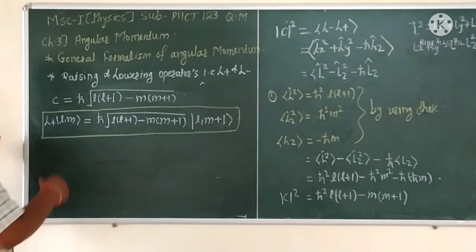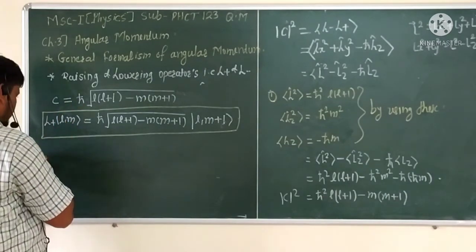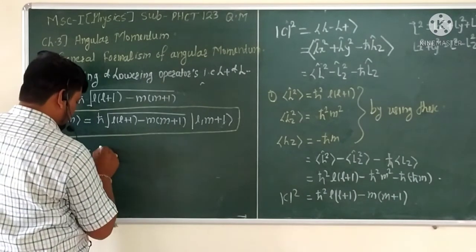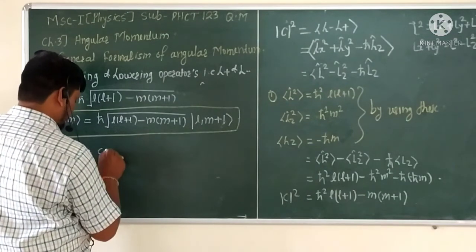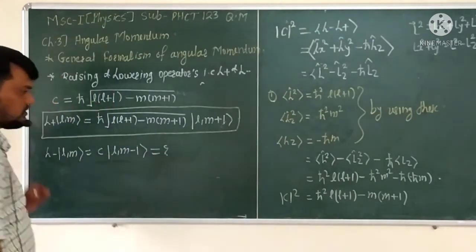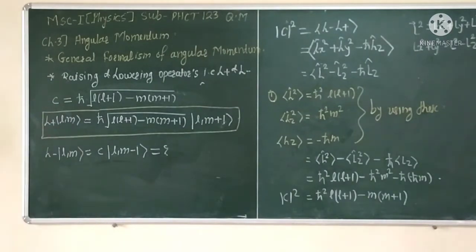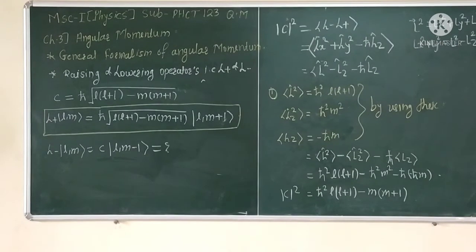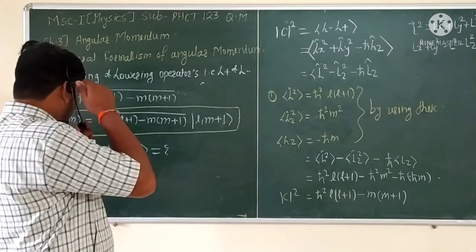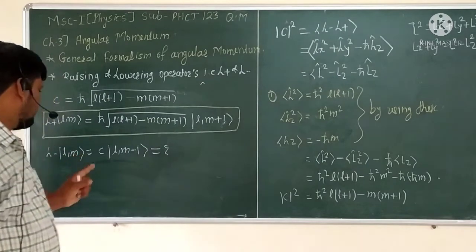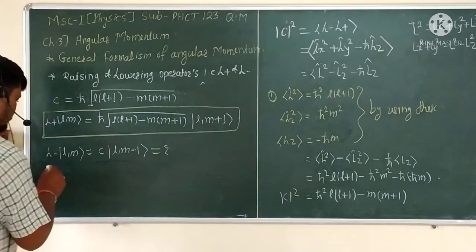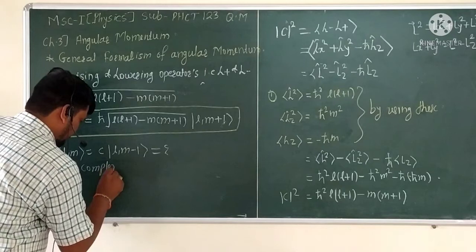Again we want to calculate the value of L minus acting on |L, m⟩, and you know that it is some constant c times |L, m−1⟩. What is the value of this that we want to calculate? How is it calculated? We take the complex conjugate of L minus on the ket |L, m⟩, which is the conjugate of it.